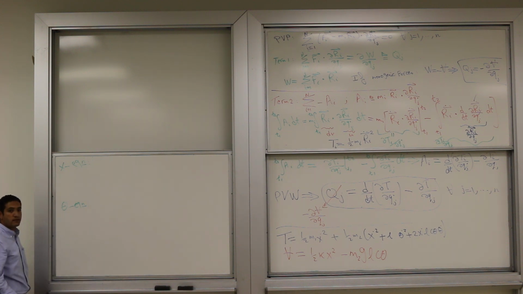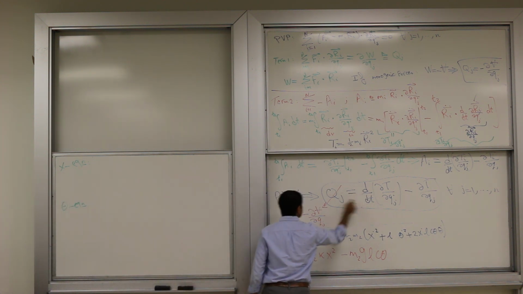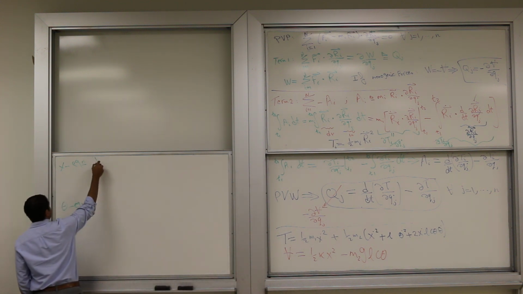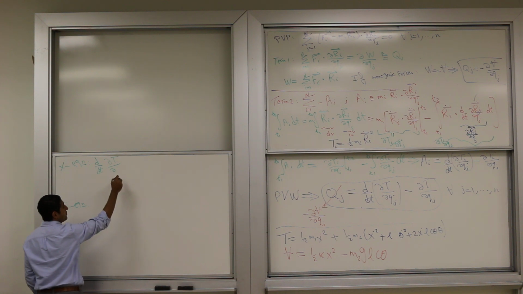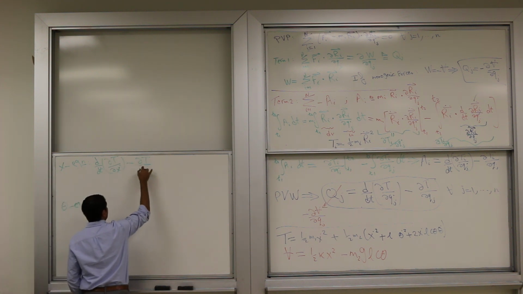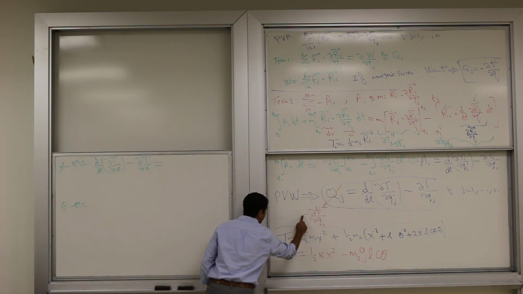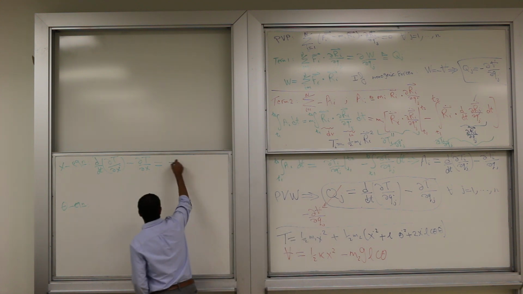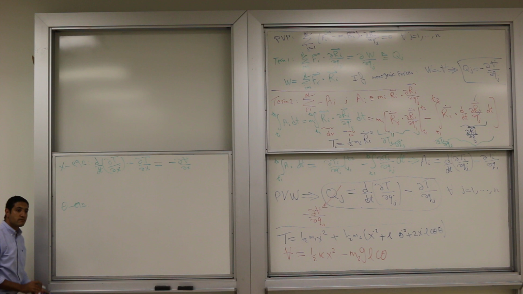Okay? Just bear with me for a minute. I'll give you some time to write. So here it is. For the x equation, it's d by dt, partial T, partial x dot, minus partial T, partial x, equal to minus partial V, partial of the coordinate, which is x. I'm writing the x equation, right?